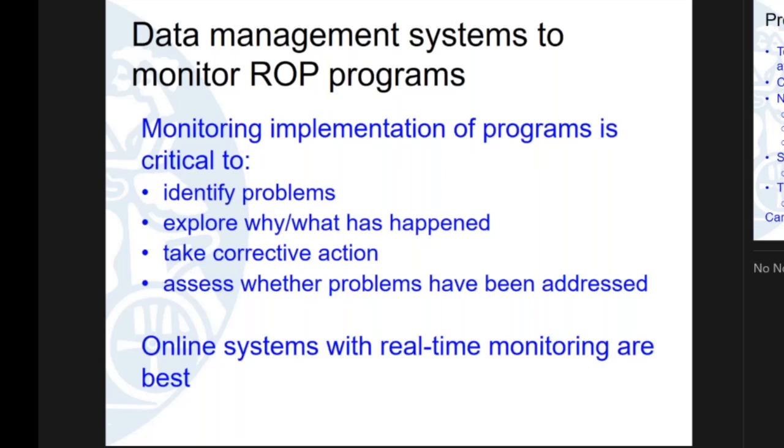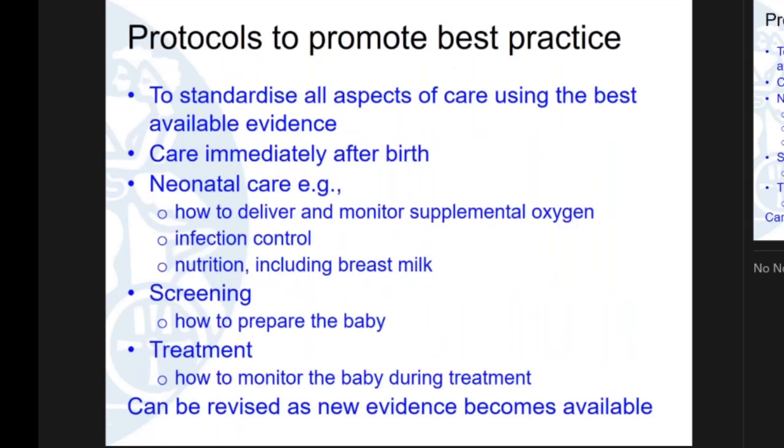Having protocols in place is very good practice to promote good clinical care, and these can cover many different aspects of care from immediately after birth, such as delayed cord clamping and withholding oxygen until it's absolutely needed, for neonatal care, for screening so the nurses know how to prepare the baby, and for treatment, for example, how to monitor the baby during treatment. And these can be revised as new evidence becomes available.